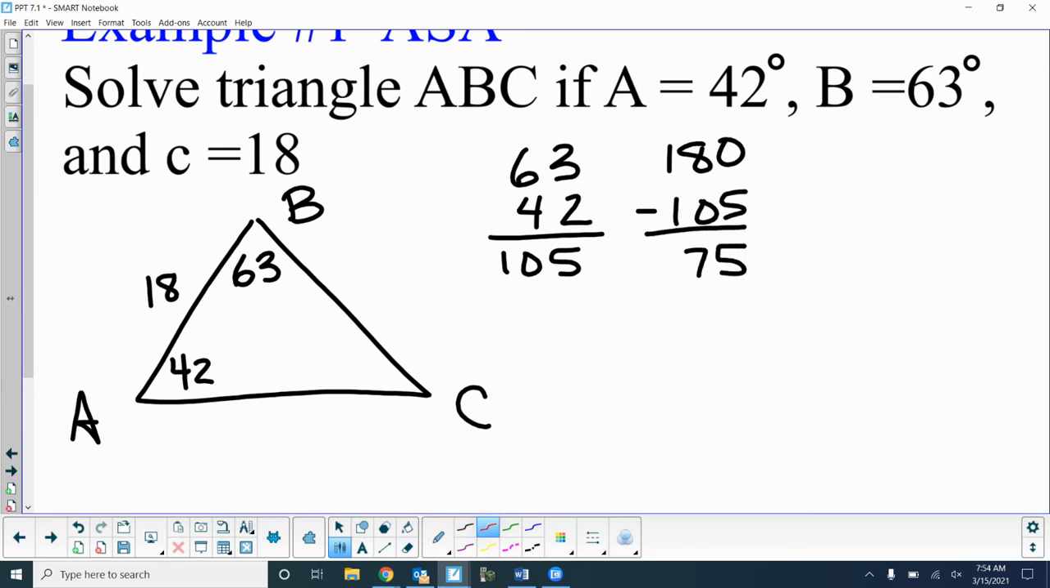So we'll make it a different color. The red answers are the ones I need to find. Okay? So that's what I would always do first. If I know two of the angles, find that missing angle. Okay? Now I can just set up my proportions.